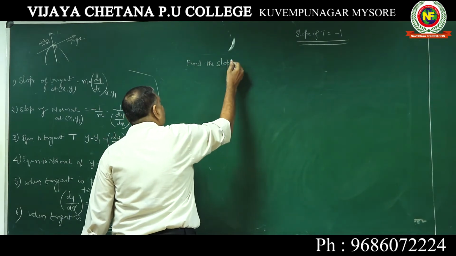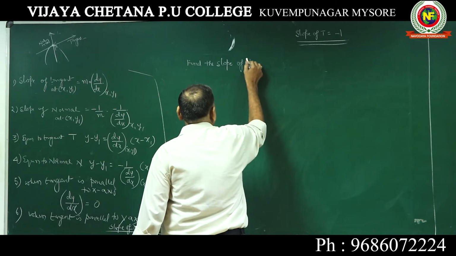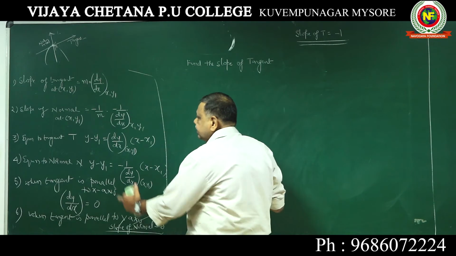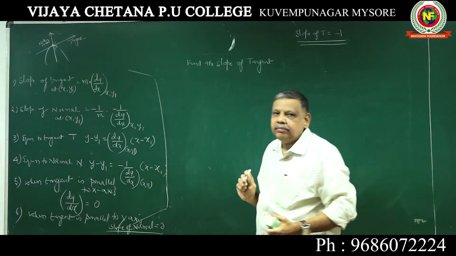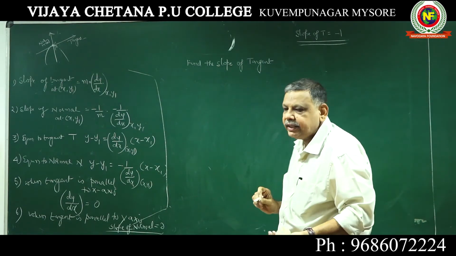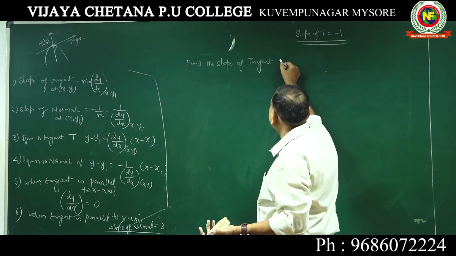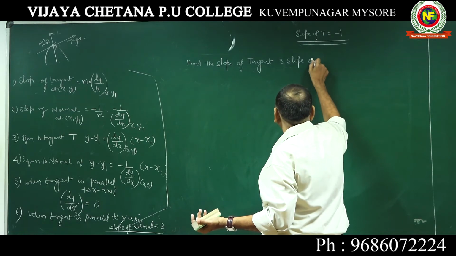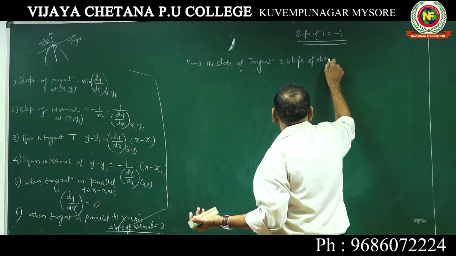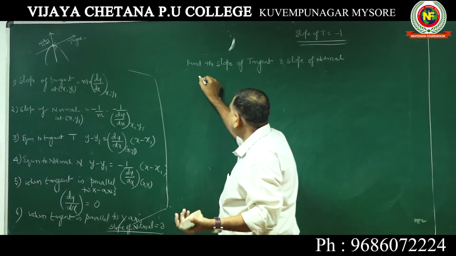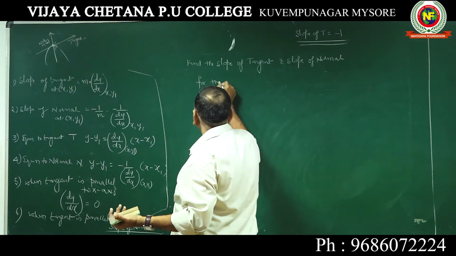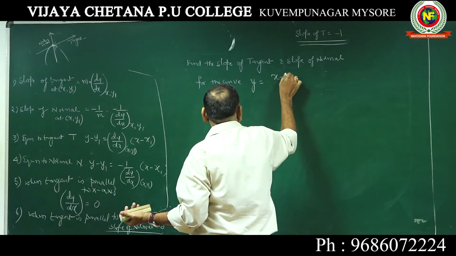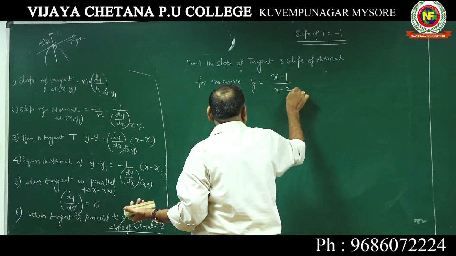Find the slope of tangent and normal. Find the slope, not the equation. For the equation of tangent we must use this, but here we are asking for the slope of tangent. So find the slope of tangent and slope of normal for the curve y is equal to x minus 1 by x minus 2 at x equal to 10.